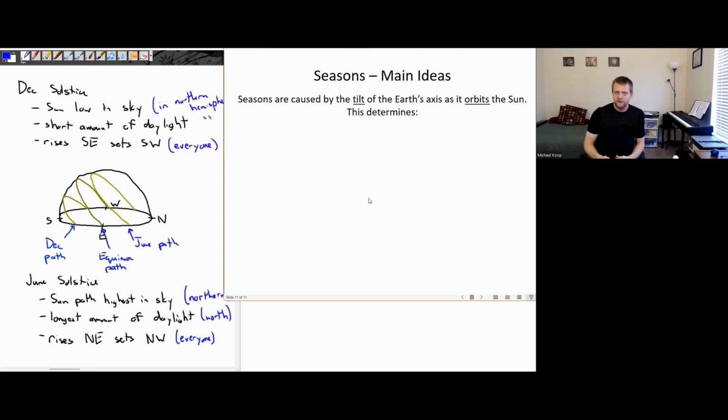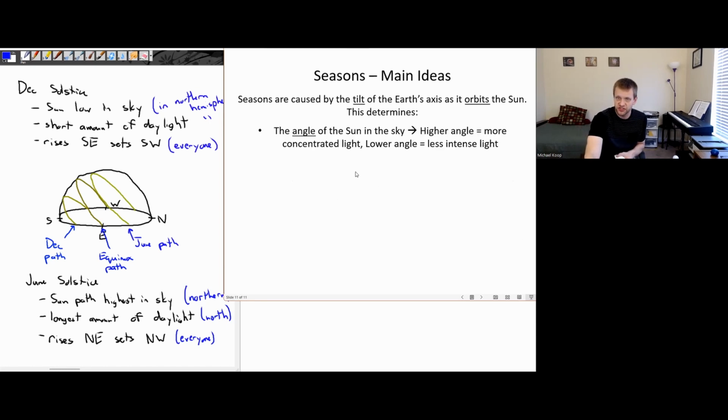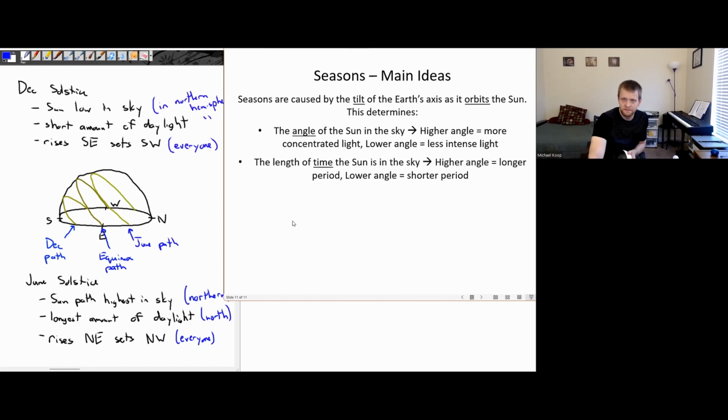So just to finish things off with this session, the main ideas for the seasons are that the seasons are caused by the tilt of the Earth's axis as it orbits the sun. This determines the angle of the sun in the sky. Higher angle is more direct sunlight. Lower angle is less intense light. So in June in the northern hemisphere, the sun's higher overhead and we're getting more direct sunlight. In December, the sun isn't as high in the sky and we're getting less direct sunlight.